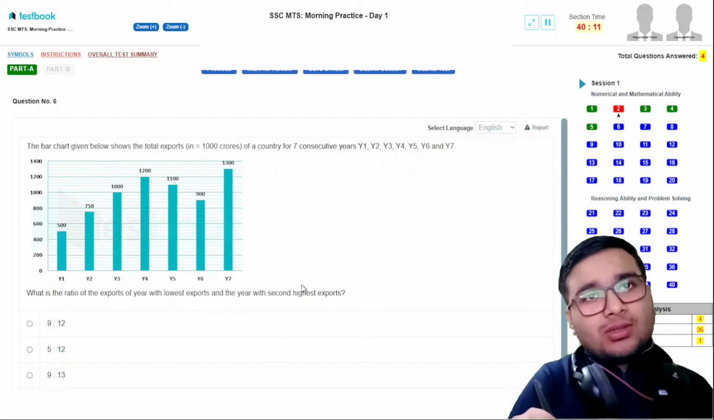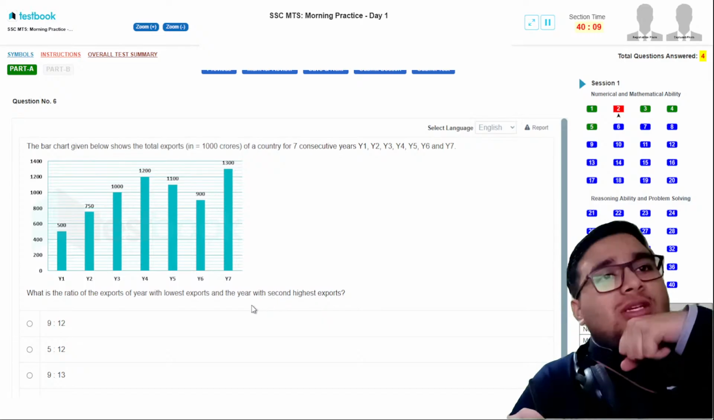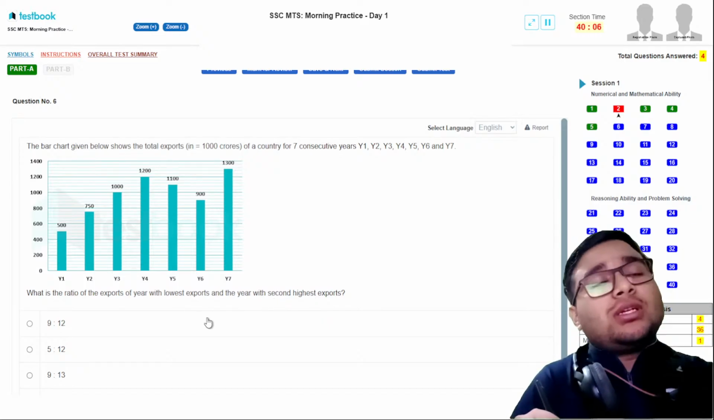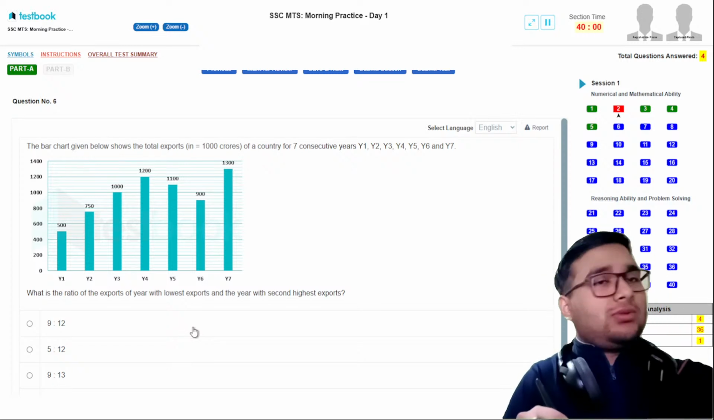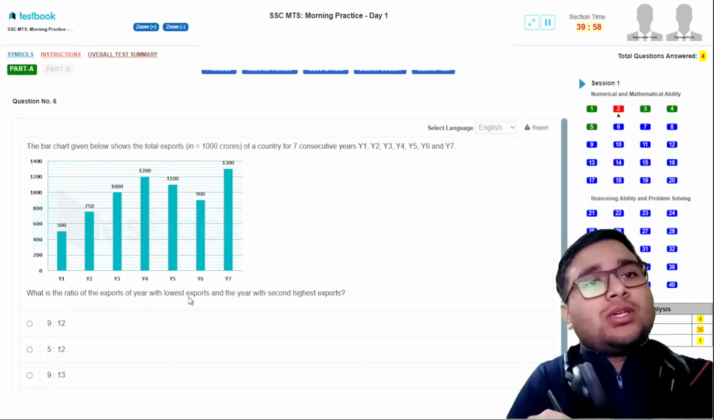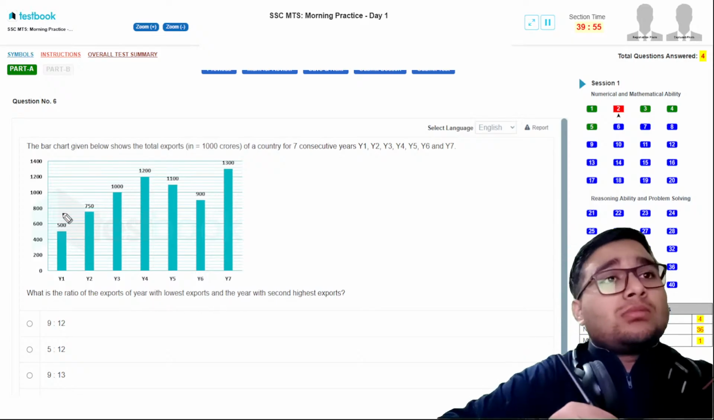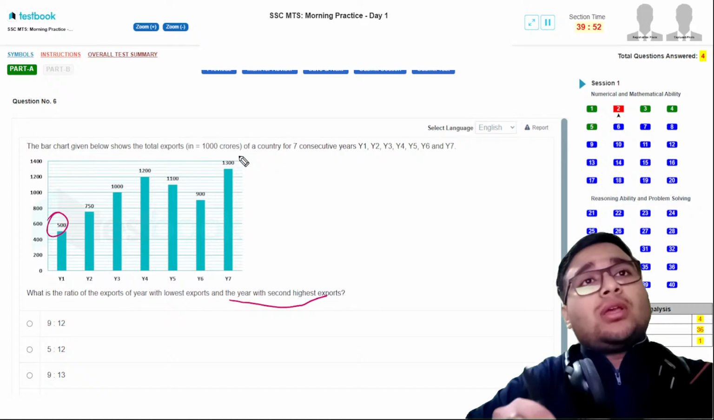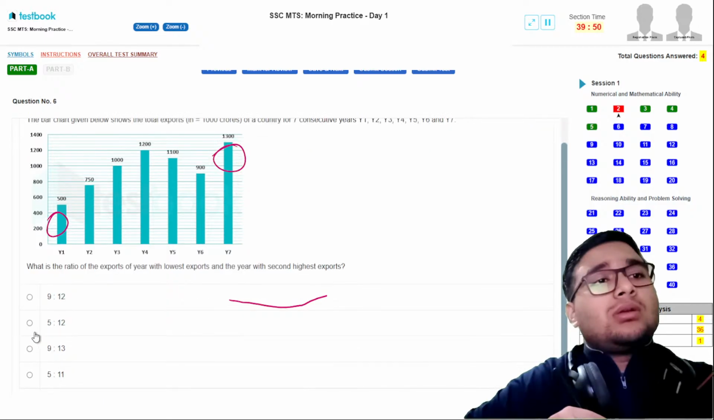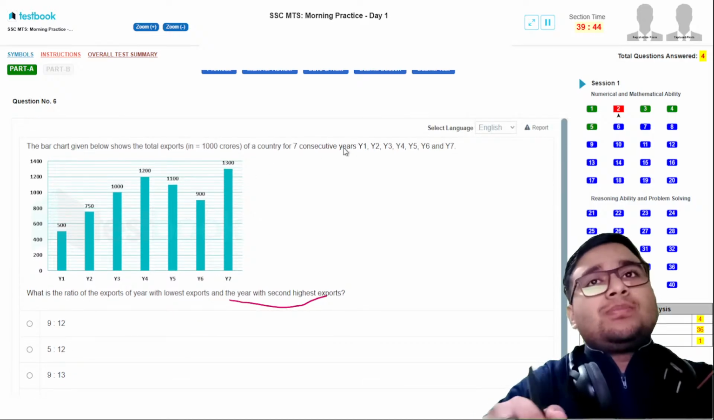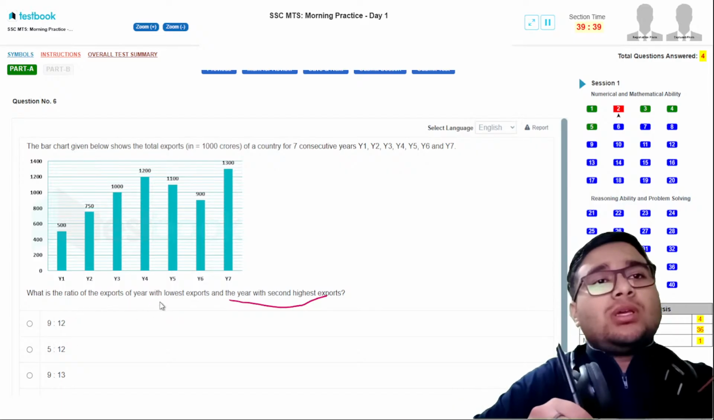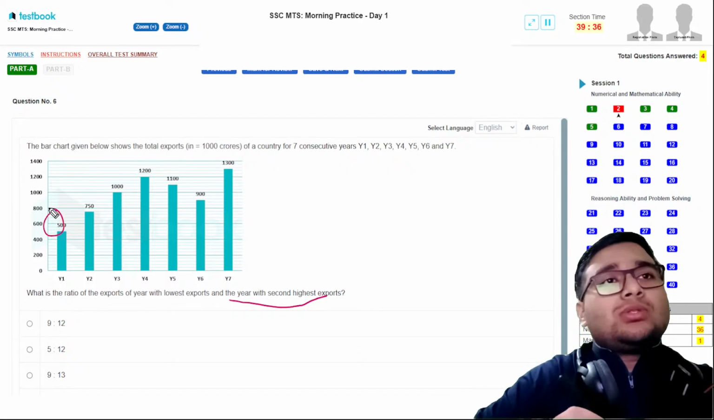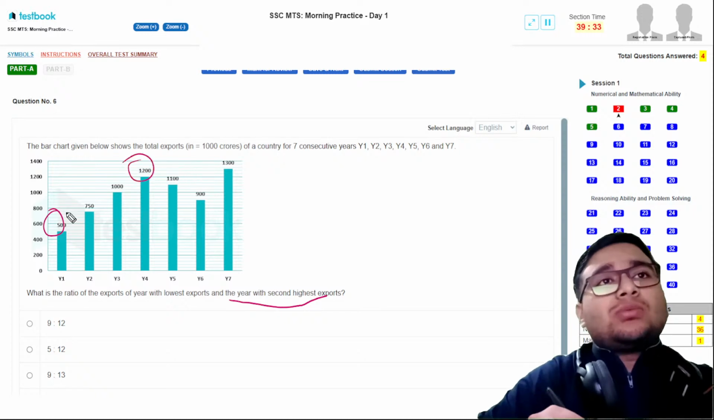What is the ratio of exports of the year with the lowest exports to the year of highest exports? 5-13. What is this the ratio of? Only exports are given. What is the ratio of exports of the year with the lowest exports? Lowest exports, and the second highest exports.